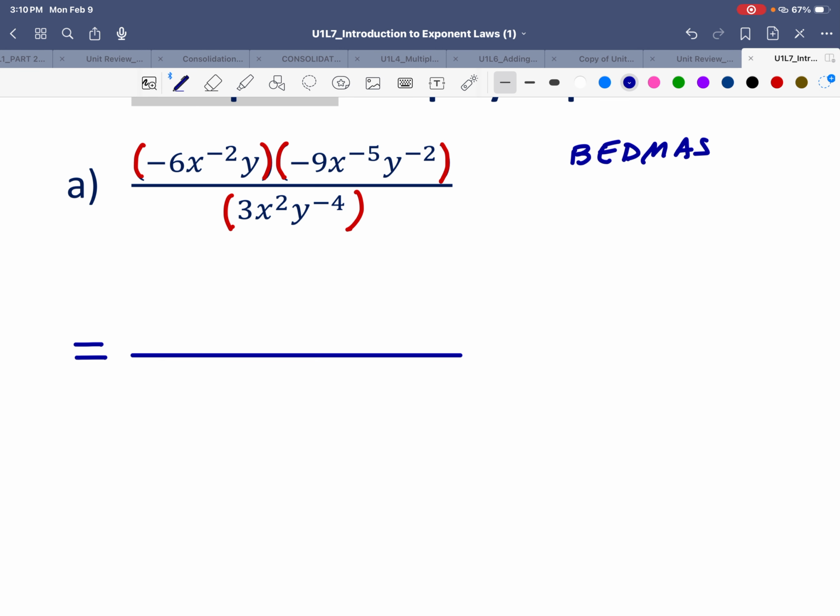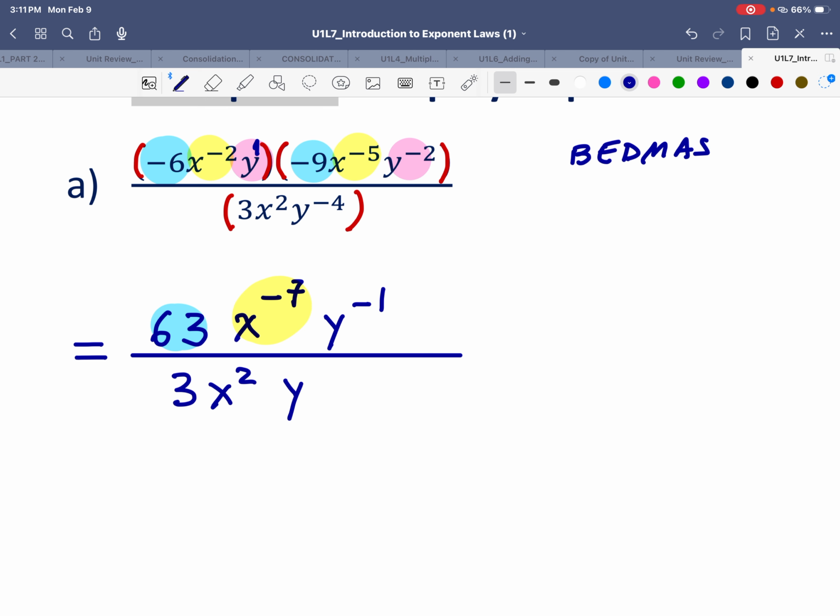So we will multiply negative 6 by negative 9. And negative 6 times negative 9 is equal to a positive 54. Then we'll multiply x to the power of negative 2 by x to the power negative 5. So x to the power of negative 2 plus negative 5 is negative 7, x to negative 7. And lastly, we'll have y to the power of 1 with y to the power of negative 2. That will give y to the power negative 1. And down in the denominator, we have 3x squared, y negative 4.